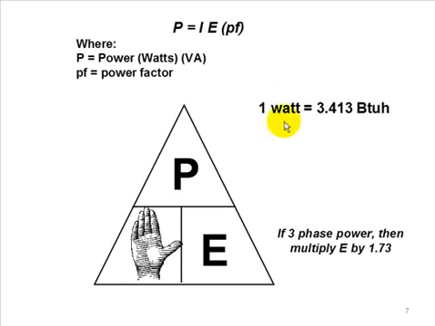Remember that 1 watt is equal to 3.413 BTUs of heat. If you generate 1 watt, you generate 3.413 BTUs. If you have 1,000 watts, a kilowatt, 1 kilowatt is 1,000 watts, K is kilo, okay? So you then have 3,413 BTUs.